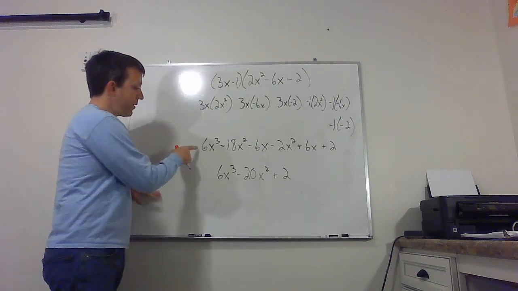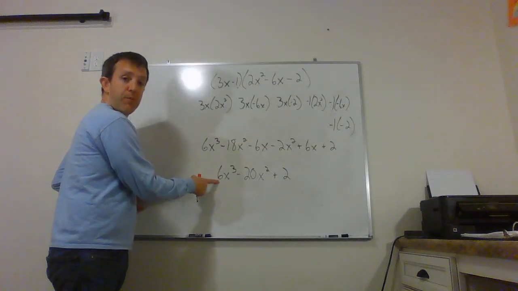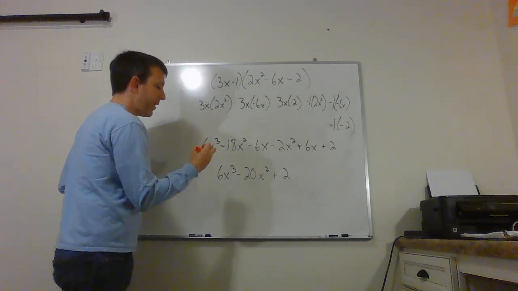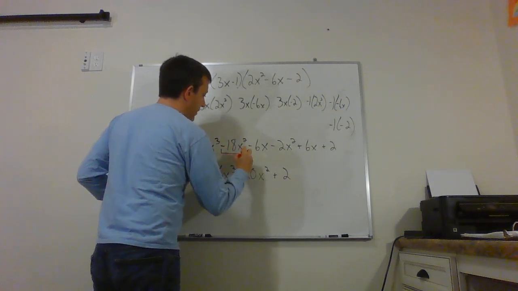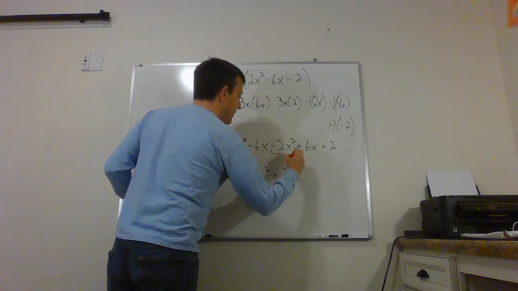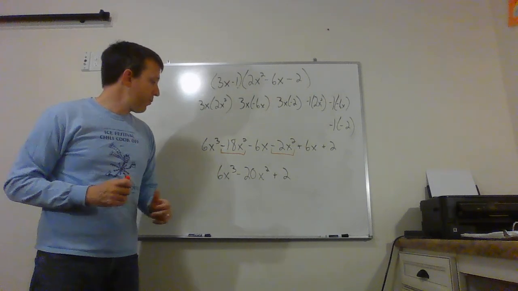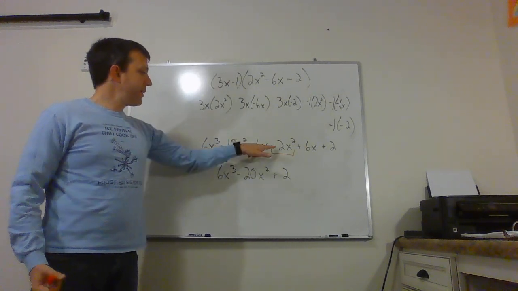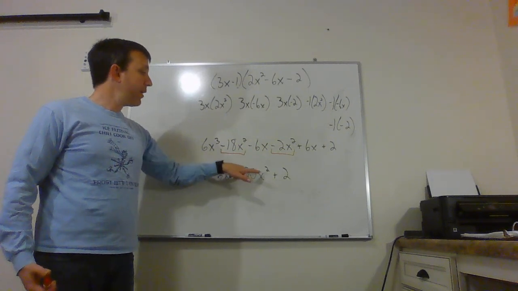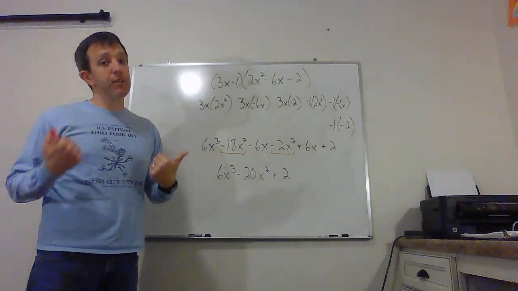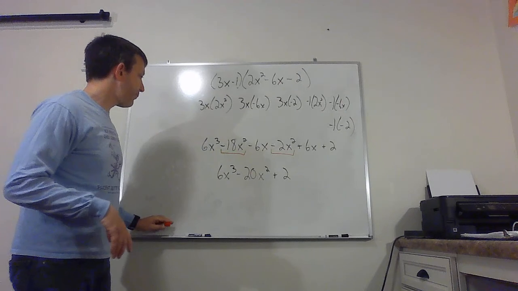And now we need to combine our like terms. So the first thing I notice is there aren't any other x cubes, so I just bring the 6x cubed down. But for the x squared terms, I actually have those in 2 separate places. I have a negative 18x squared and a negative 2x squared, so I put those together. Negative 18 and negative 2 makes negative 20. Remember, when you're adding and subtracting, don't touch the exponents.